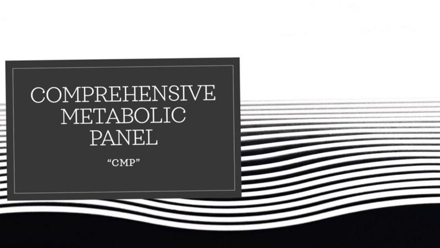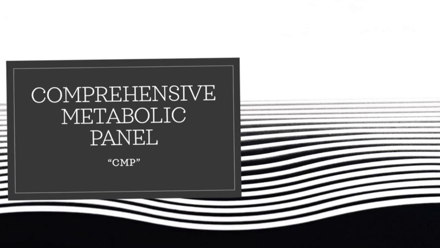Now, shifting our focus to electrolytes, the CMP provides insights into sodium, potassium, chloride, and bicarbonate, often reported as carbon dioxide or CO2. These electrolytes are crucial for maintaining fluid balance, nerve function, and muscle contractions, among other vital roles.